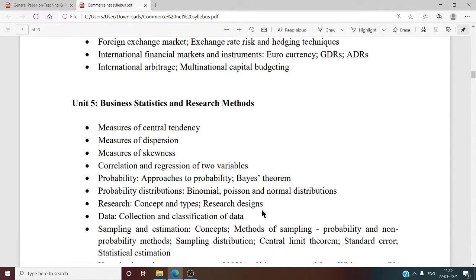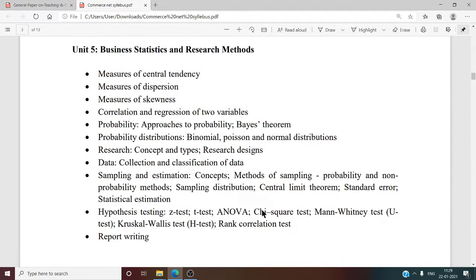Unit number 5, that is business statistics and research method. So under statistics, measures of central tendency, measures of dispersion, measures of skewness, correlation and regression of two variable, probability, approach to probability, Bayes theorem, probability distribution, binomial, Poisson and normal distribution, research, concept and types, research design, data collection and classification of data, sampling and estimation, methods of sampling, very important, probability and non-probability sampling methods, sampling distribution, central limit theorem, standard error, statistical estimation, hypothesis testing, Z test, T test.